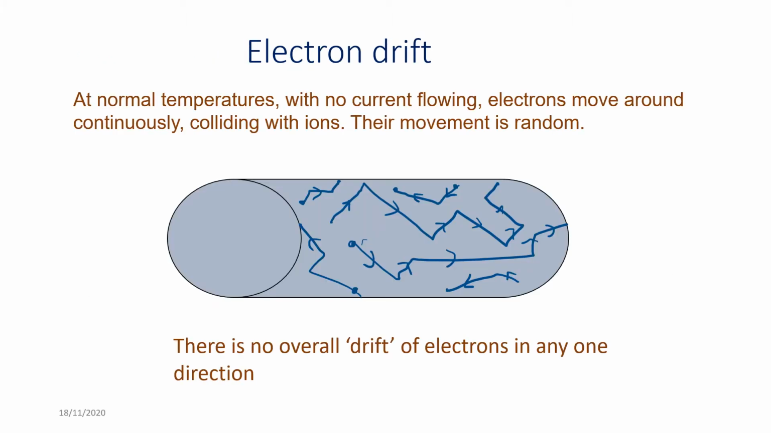Even at normal temperatures, with no current flowing, electrons move around continuously, colliding with ions within the lattice structure. The collisions with ions cause them to change direction and make the motion completely random. Because they're all moving in all different directions completely randomly, there's no net transfer of energy, and no overall drift of electrons in any one direction. So there's no movement of charge through the material at all that can be detected.